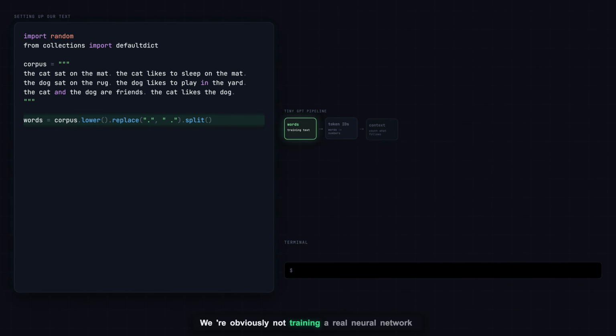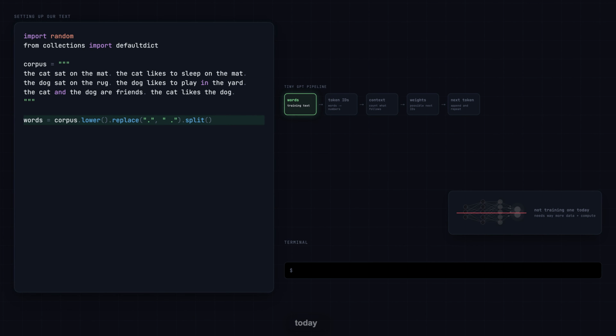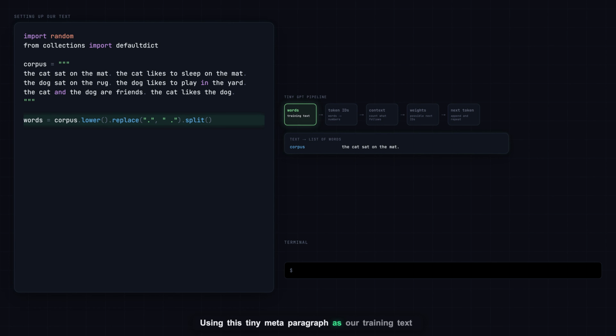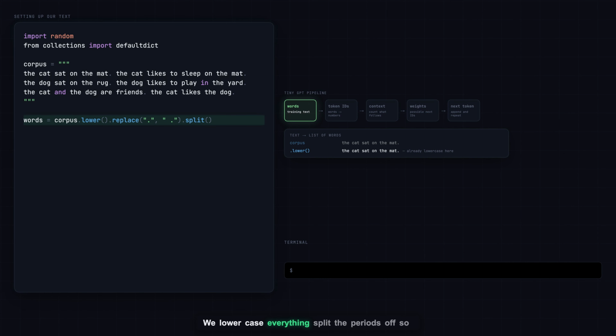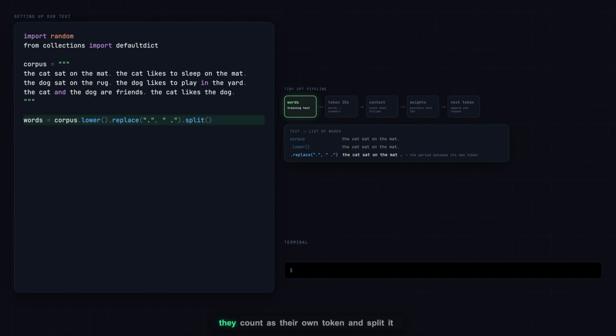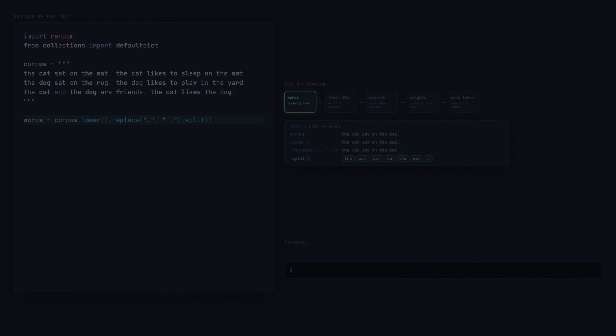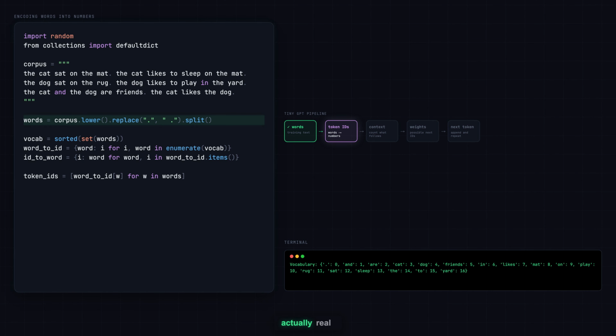We are obviously not training a real neural network today. That needs way more data and way more compute. But we can build something that captures the real mechanism, using this tiny made up paragraph as our training text. We lowercase everything, split the periods off so they count as their own token, and split it all into a list of words. Here's the encoding step, and this part is actually real.